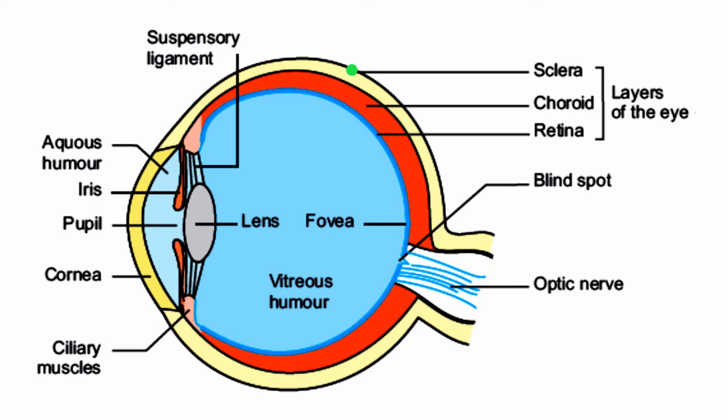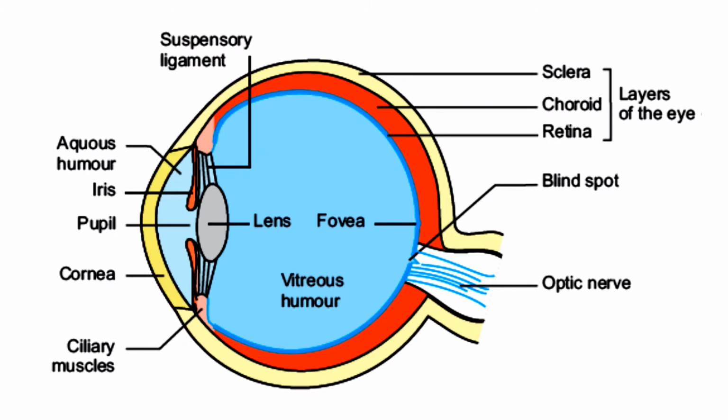In the front, sclera forms the transparent cornea, which is shown green over here. Cornea admits the light to the interior of the eye and bends light rays so that they can be brought to a focus. The middle layer is called choroid. It contains blood vessels and is pigmented black, and it gives the inner eye a dark color. The dark color prevents disruptive reflections within the eye.